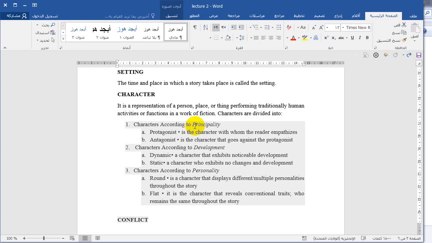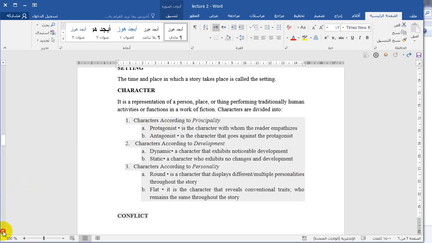Round characters sometimes have multiple personalities, or a difficult personality. I mean round characters, especially those people who are educated, who are civilized, or who are very important in the story. King, queen. So those are round characters. A flat character, no, reveals conventional traits. The same through the story. A flat character is also a simple character, not difficult to understand, not difficult to analyze in the story. So we have round and flat.